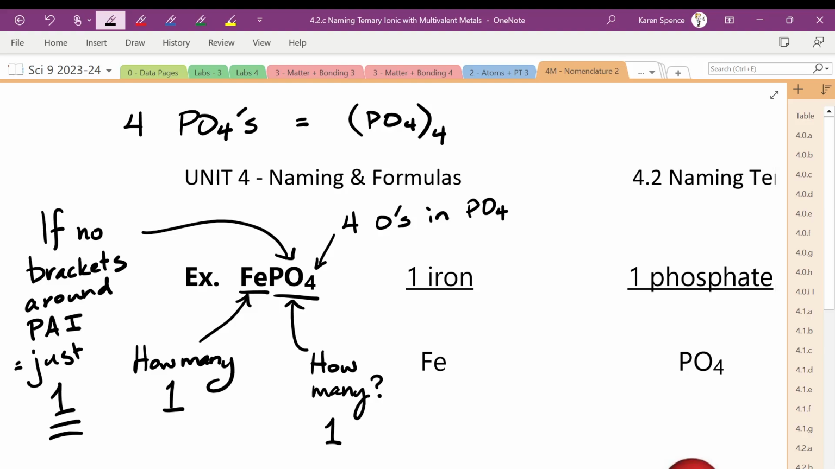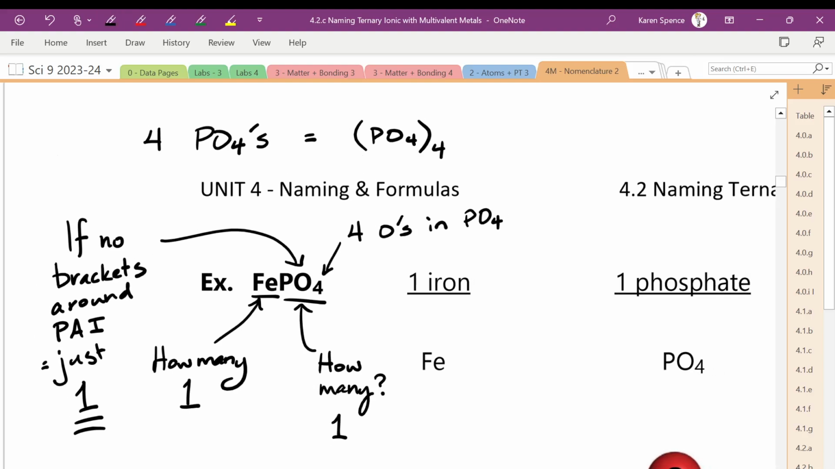1. Over here, everybody, if there's no brackets around a polyatomic ion, how many do you have? 1. This side of the room, if there's no brackets around a polyatomic ion, how many do you have? 1. If you only have 1 of a particular polyatomic ion, what will you not see? You will not see brackets. Okay? How do you know how many of a polyatomic ion there are if there's more than 1? It's the number outside the brackets.